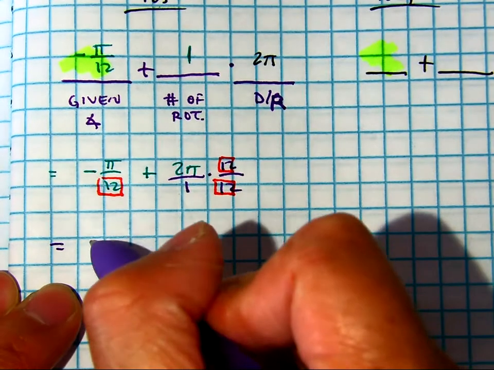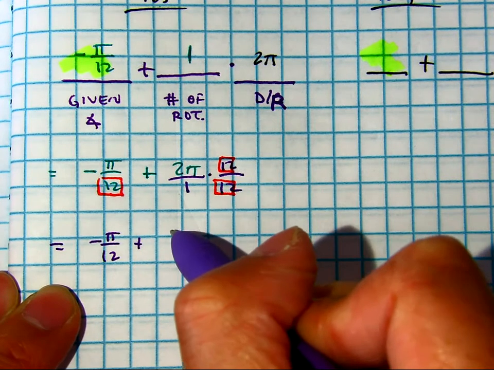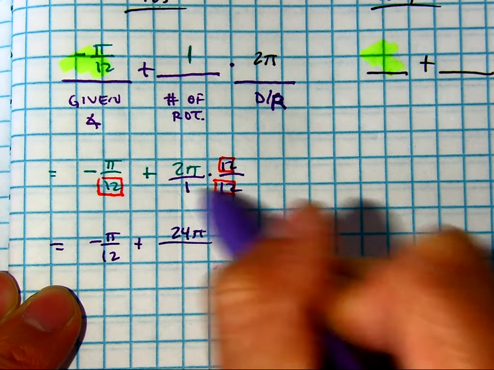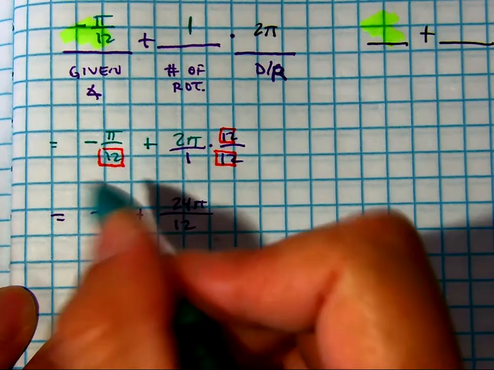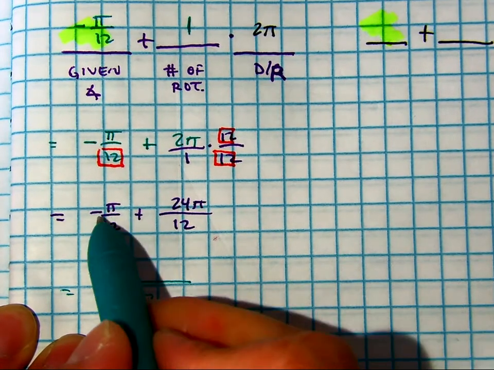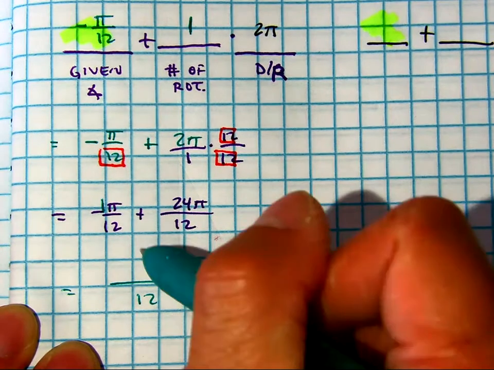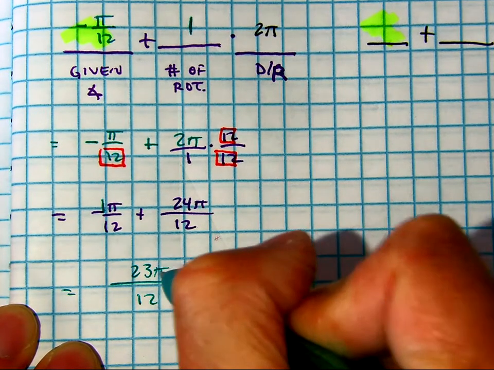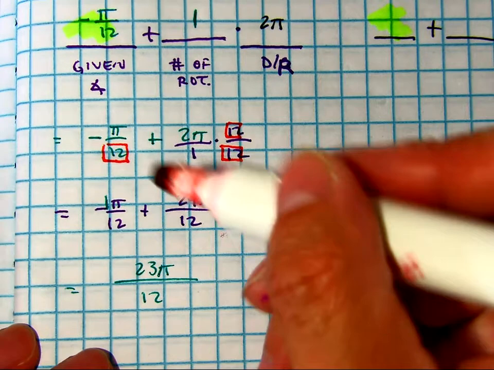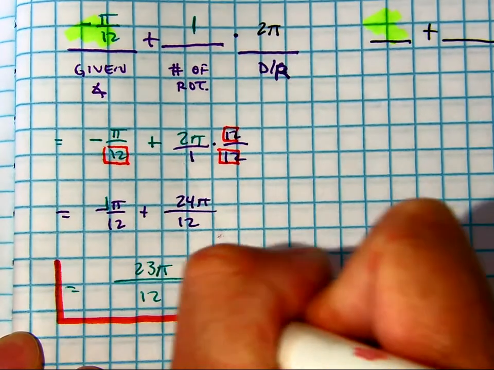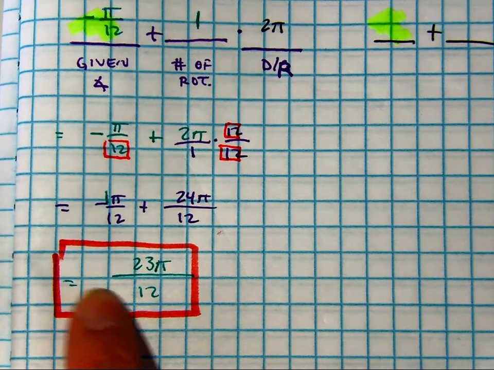So now I have negative pi over 12. 2 times 12 is 24 pi. 1 times 12 is 12. You now have a common denominator, which basically says that you can add the numerators. This is a negative 1, so negative 1 pi plus 24 pi. You combine like terms, you get 23 pi. A possible positive angle that is coterminal with negative pi over 12 is 23 pi over 12. This answer is positive because there is no negative.